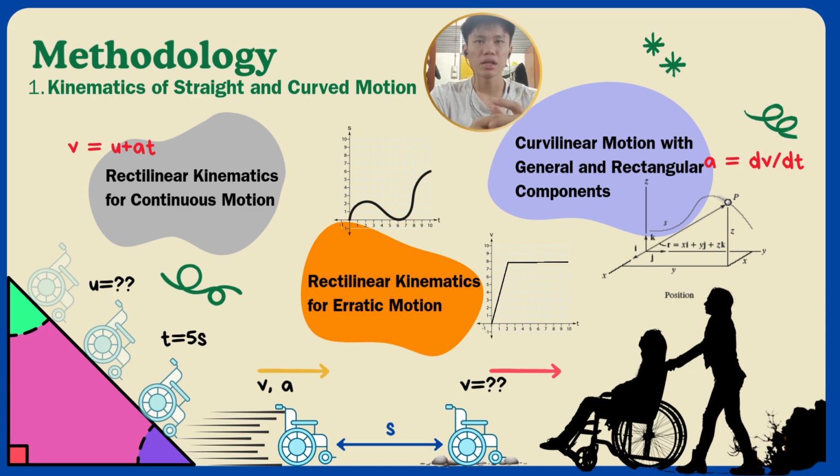To simplify it, the rectilinear kinematics for continuous motion describes the straight line movement of an object, which is the wheelchair in this case, using position, velocity, and acceleration over time. Secondly, the rectilinear kinematics for erratic motion describes the irregular or non-uniform straight line movement of an object with changing velocity and acceleration over time. Lastly, the curvilinear motion with general and rectangular components describes an object's movement along a curved path using horizontal x and vertical y components of position, velocity, and acceleration.